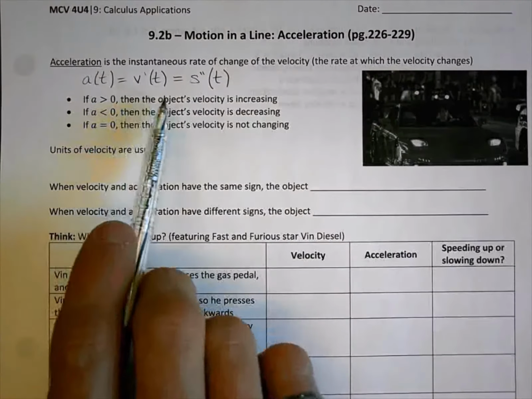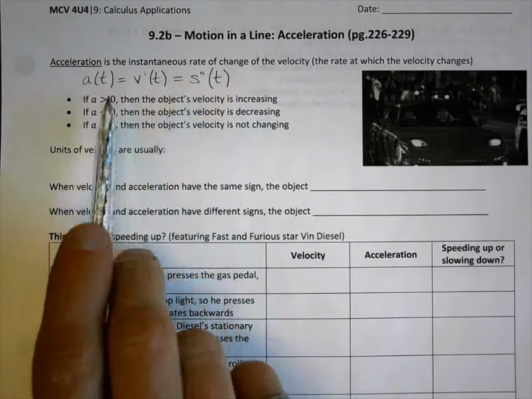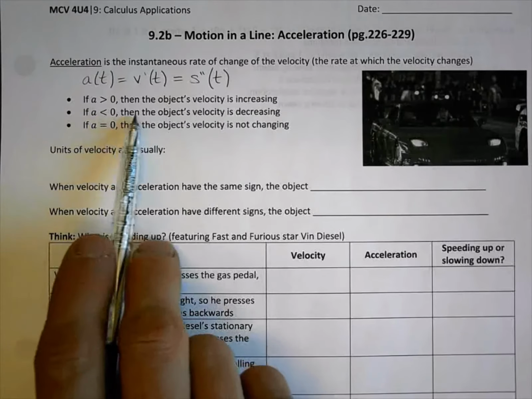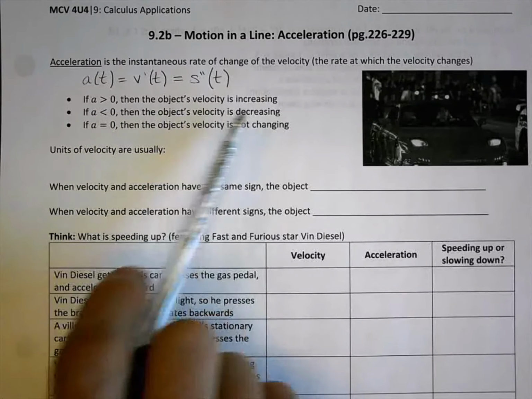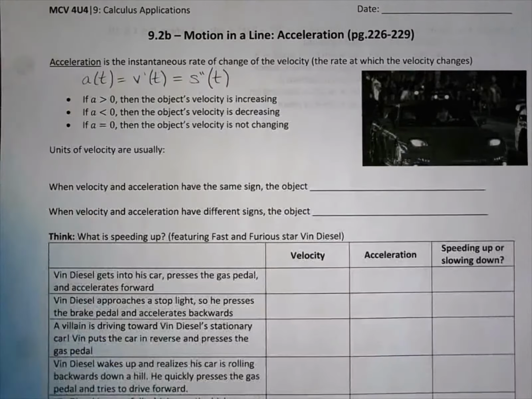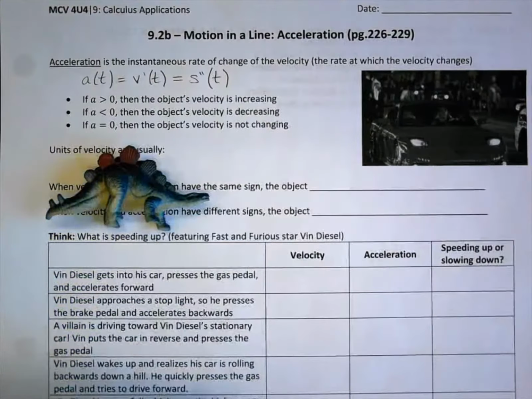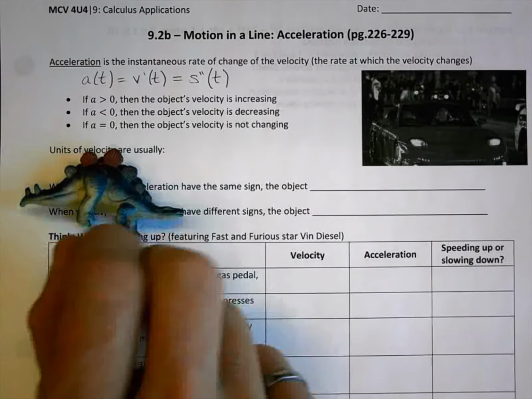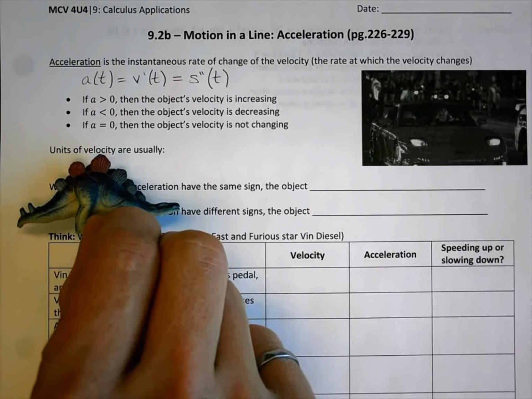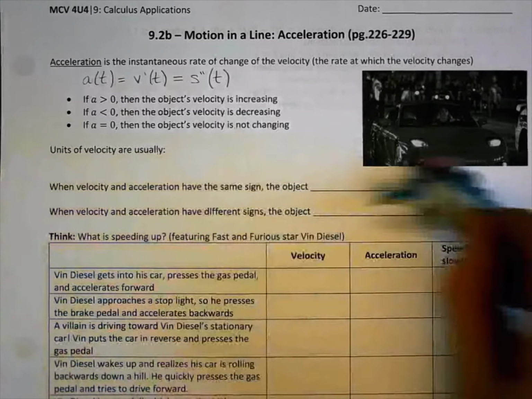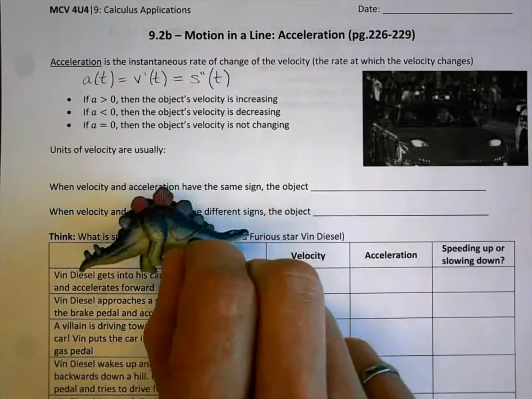If you have an acceleration greater than 0, then the velocity is increasing. If you have an acceleration less than 0, then the object's velocity is decreasing. And if your acceleration is 0, the object's velocity is not changing. Just to illustrate this with the dinosaur: let's say it's stationary, and then it starts moving forward, and it's going faster and faster and faster. It's accelerating.